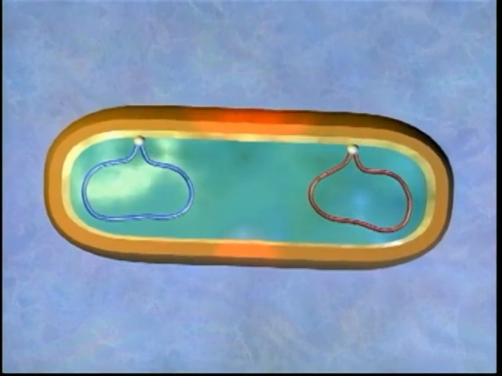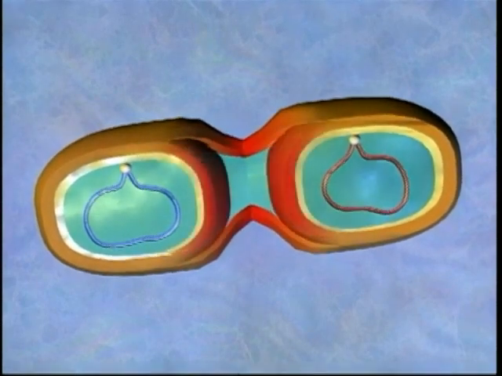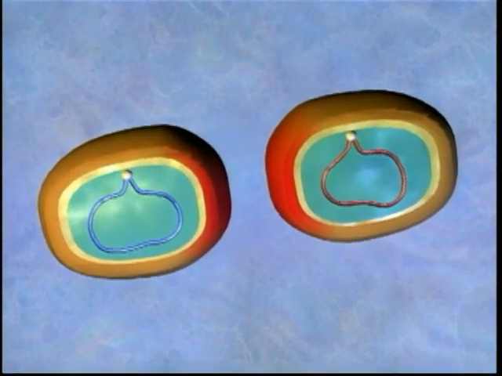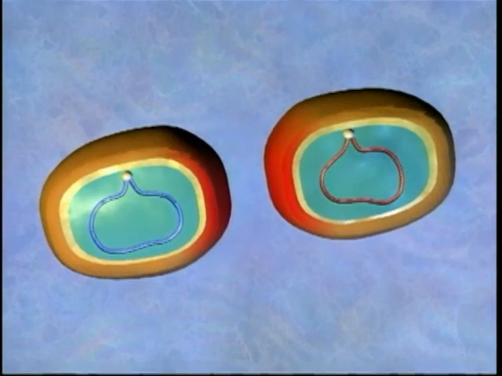Under optimal conditions, doubling time is less than 20 minutes, depending on the species. At this rate, one bacterium can become 1 million in less than 7 hours.